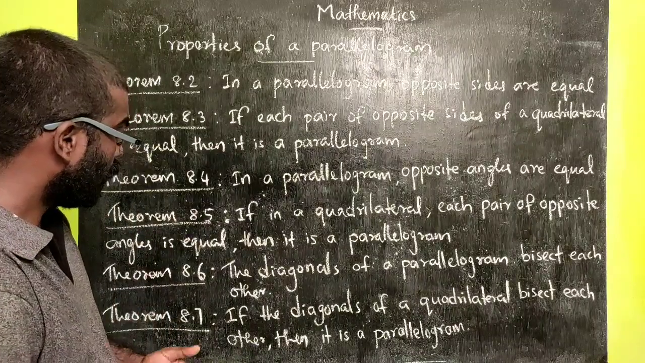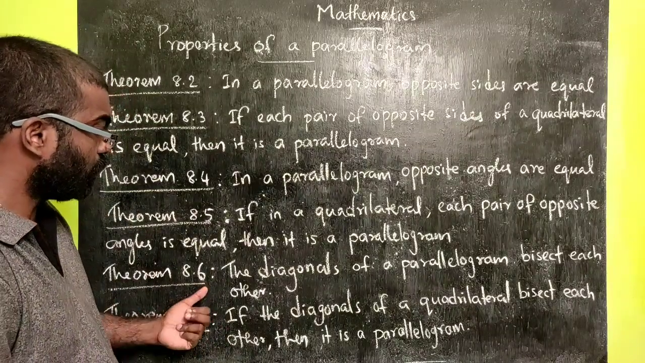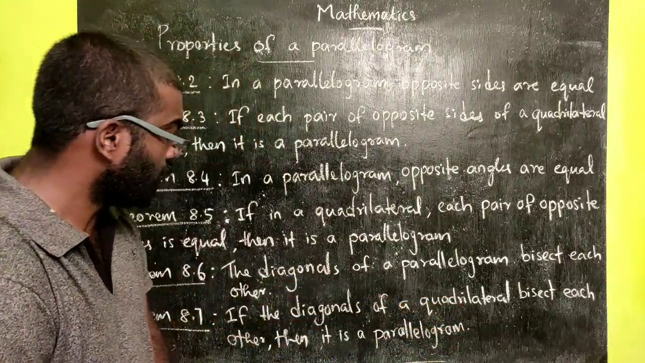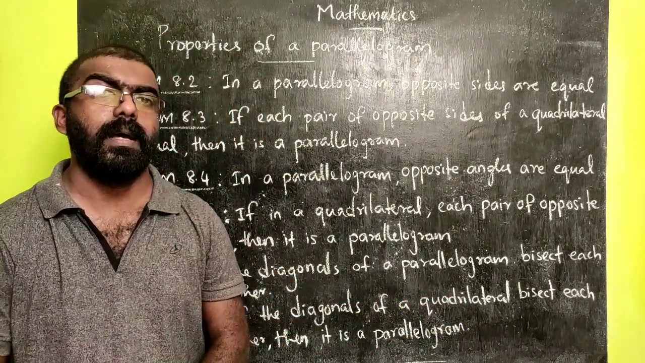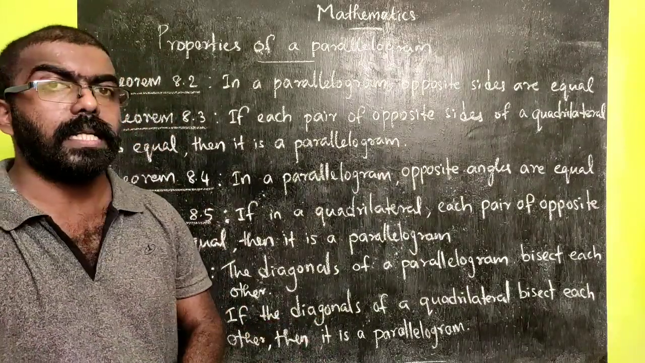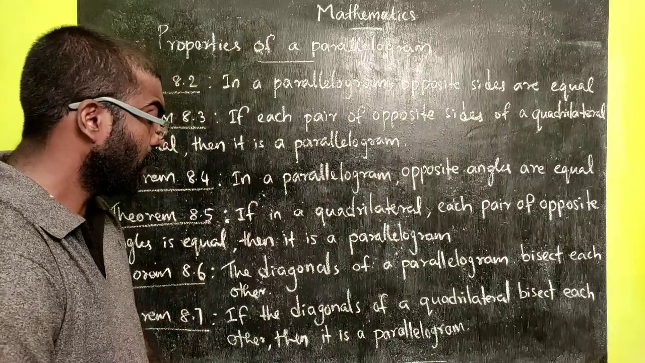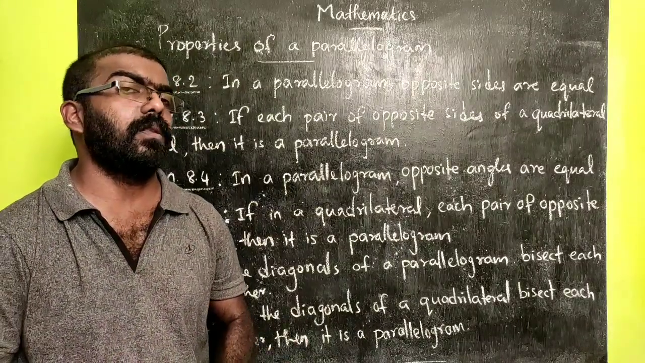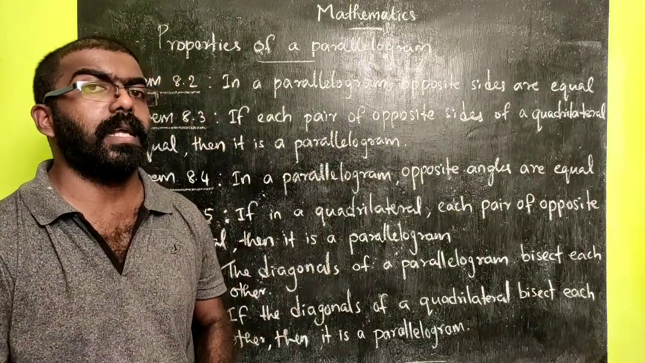And last one is the converse of theorem 8.6. If the diagonals of a quadrilateral bisect each other, then it is a parallelogram. I repeat, if the diagonals of a quadrilateral bisect each other, then it is a parallelogram. Clear? I think all these things you have learned in 8th standard.